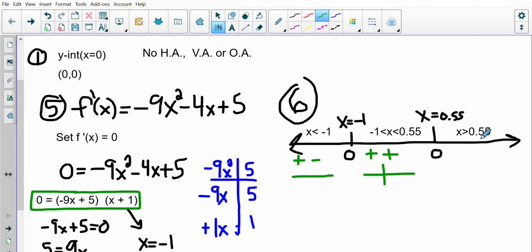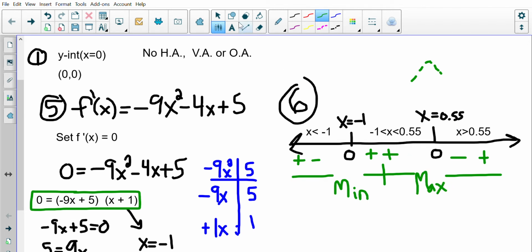All right, and then after 0.55, I'm going to go with 1. So the first bracket would be negative, and the next bracket would be positive. And so again, our function will be decreasing on those. Now we have 2 changes. We go from decreasing to increasing, so that means we have a min at this spot. And then because we're going from increasing to decreasing at x = 0.55, we have a max at that spot.